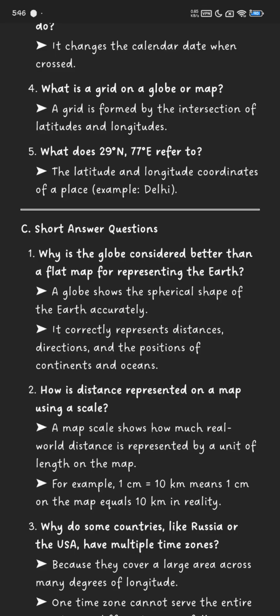Number 2. How is distance represented on a map using a scale? A map scale shows how much real world distance is represented by a unit of length on a map. For example, 1 centimeter is equal to 10 kilometer, means 1 centimeter on the map equals 10 kilometer in reality.